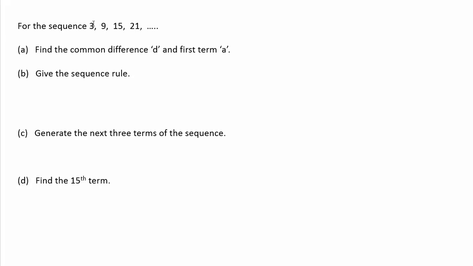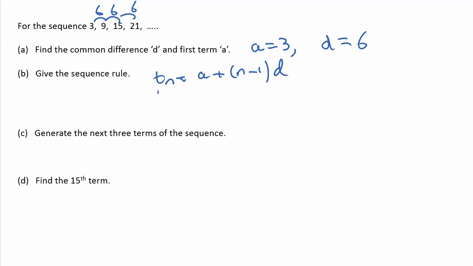The first term here is going to be 3. The common difference is a difference of 6 between each of the consecutive terms. So D is equal to 6. When we give the sequence rule, we write it in the following form. As we've already done a unit on algebra, it will look a lot neater if we are to expand this and write it in terms of n and a number.